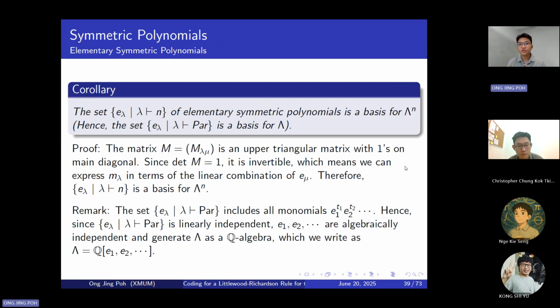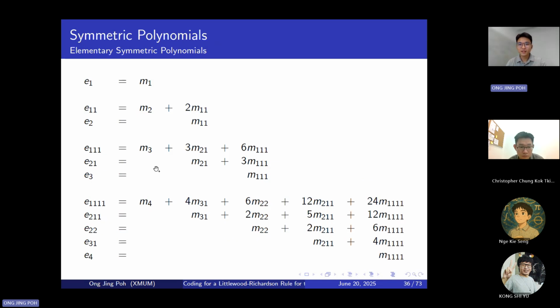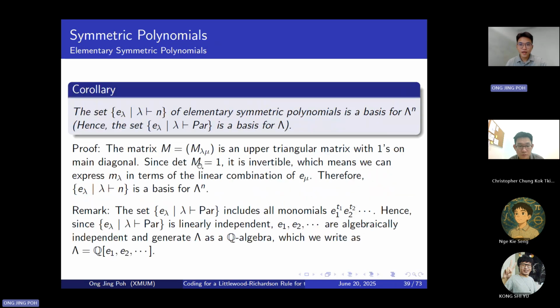So next, the set of elementary symmetric polynomials is a basis of Lambda. So we set the matrix M like this, and this is an upper triangular matrix with 1s on the main diagonal. So we can say that M is invertible. So we can express m lambda as a linear combination of e mu. Therefore, it's a basis of Lambda n. Besides, this remark is equivalent to this corollary, and we can write Lambda as the polynomials in e1, e2, and so on with coefficients in the rational numbers.